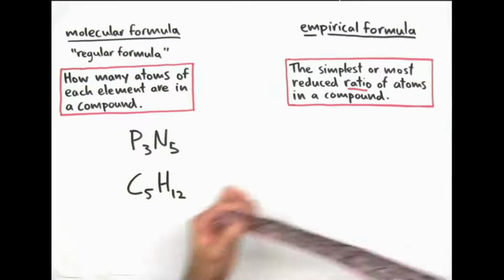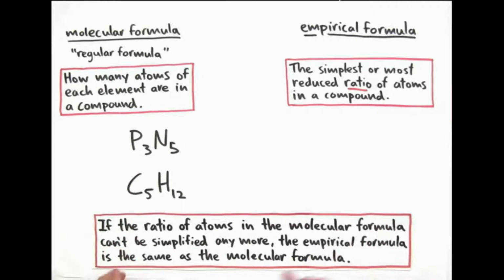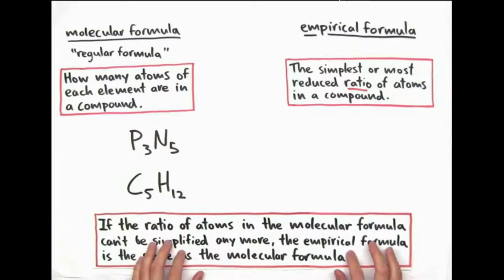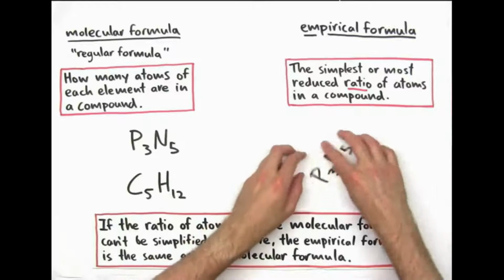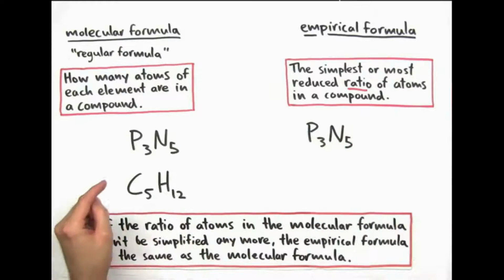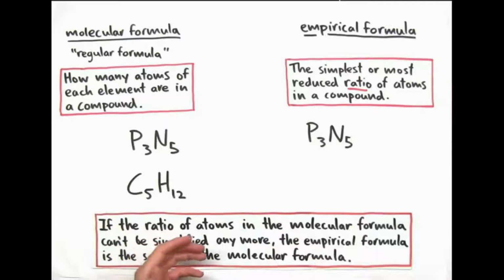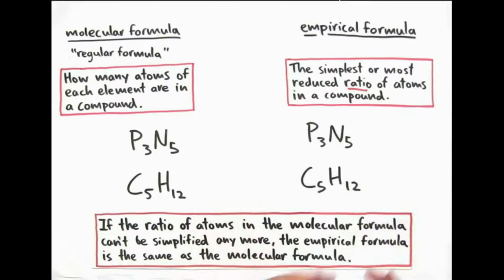When this happens, we keep this in mind: if the ratio of atoms in the molecular formula can't be simplified anymore, the empirical formula is the same as the molecular formula. So for P3N5, its empirical formula is P3N5. And for C5H12, its empirical formula is just C5H12.